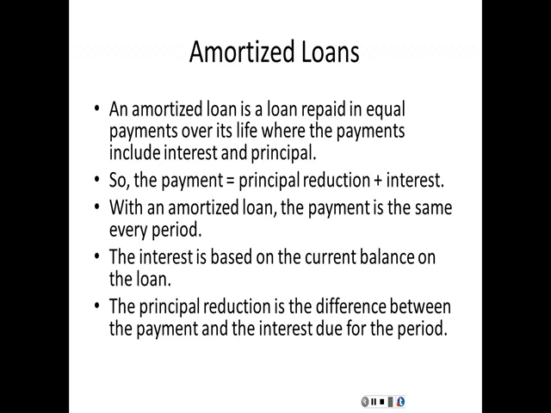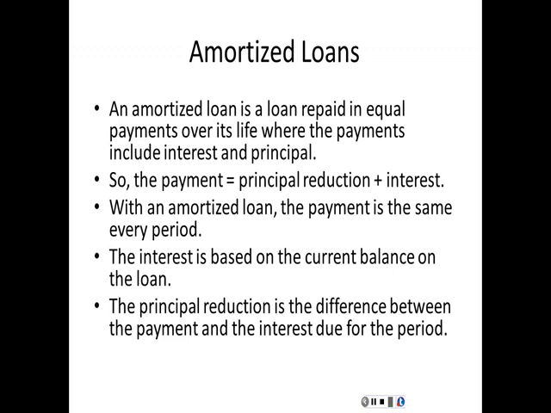Now with an amortized loan, the payment is always the same, but how much you pay in interest and how much principal you reduce is always changing with each payment. The interest you owe is always based on what you currently owe on the loan. So of course, the first payment of the loan, you owe the most interest because that's when the balance of the loan is the biggest. As the loan progresses, you pay less and less interest and you pay down more and more principal. This is how an amortized loan works.